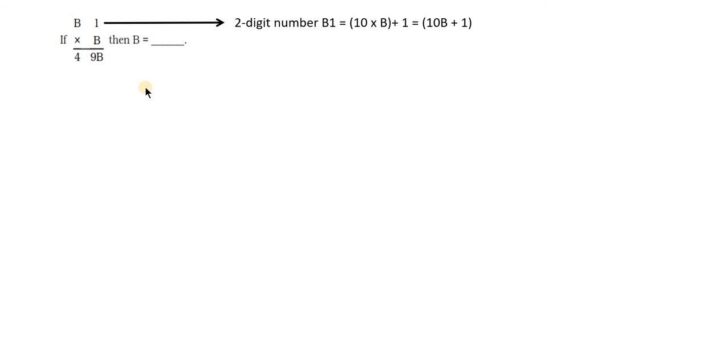Let us first take b1 as the 2-digit number. When it is written in the generalized form, b comes in the tens place, so b into 10, 10b, plus the unit digit 1. This is multiplied by b. So b1 is written as 10b plus 1.